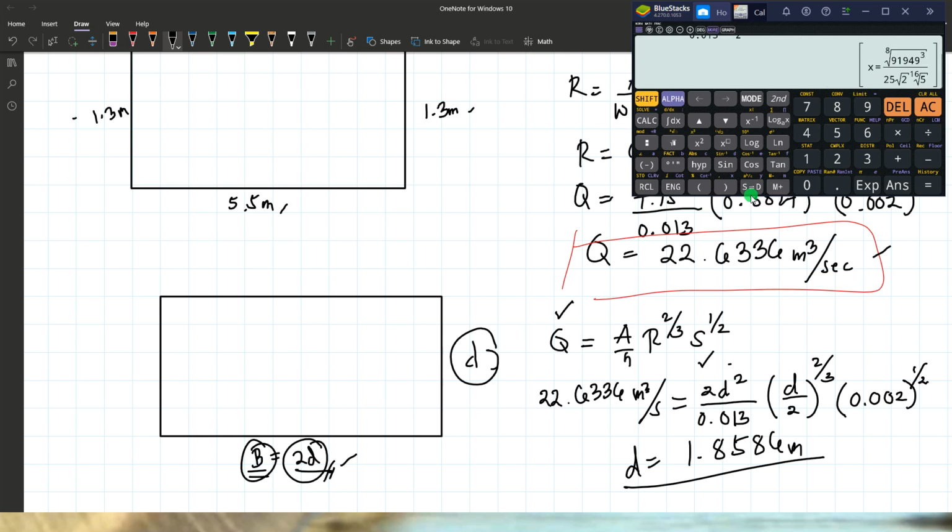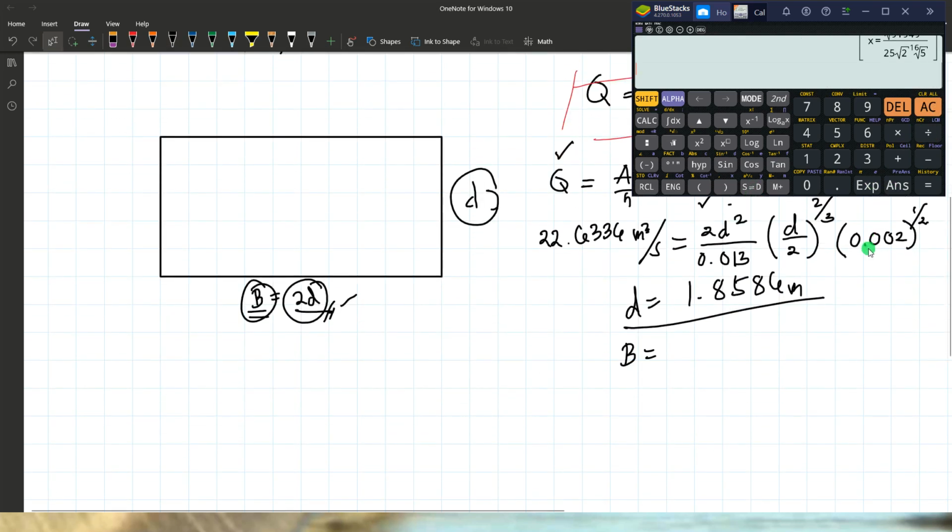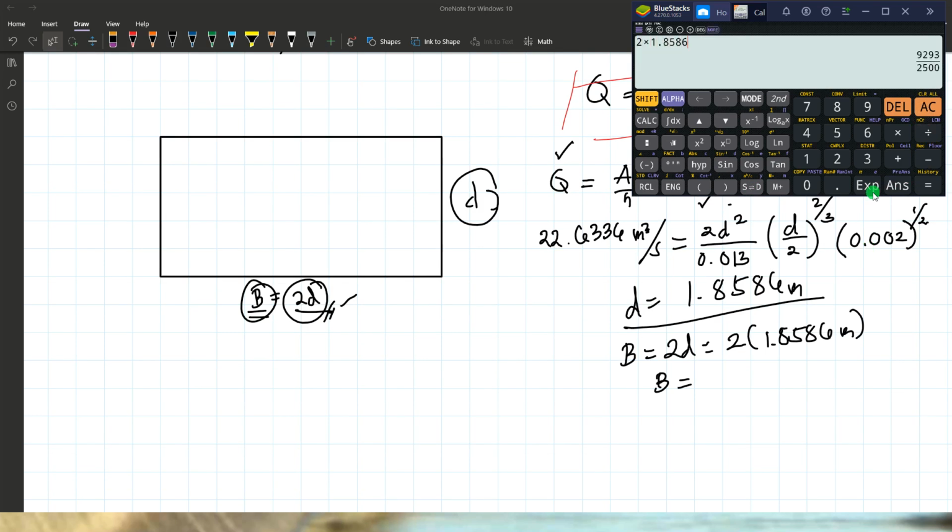So therefore, multiplying it by 2, we can determine the width B, which is 2D. So 2 times 1.8586. So the width is 3.7172 meters.